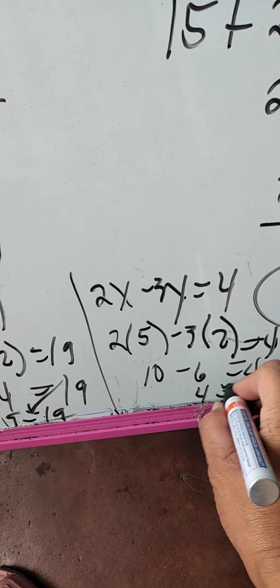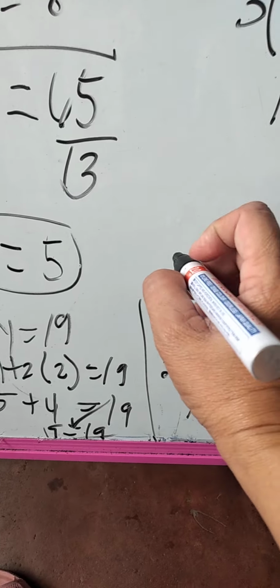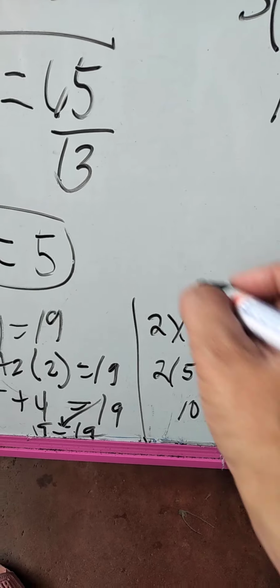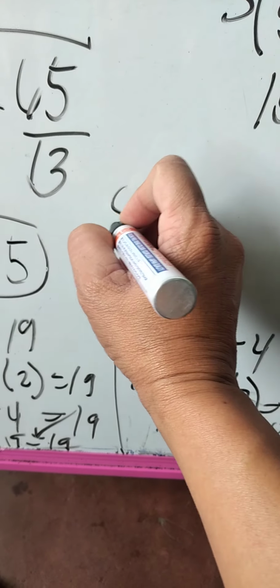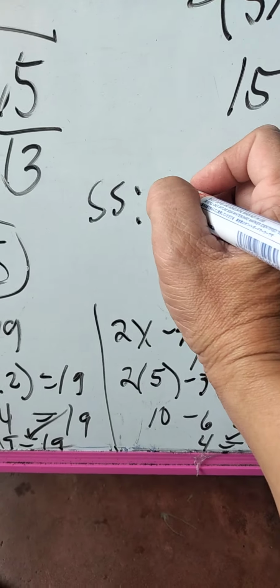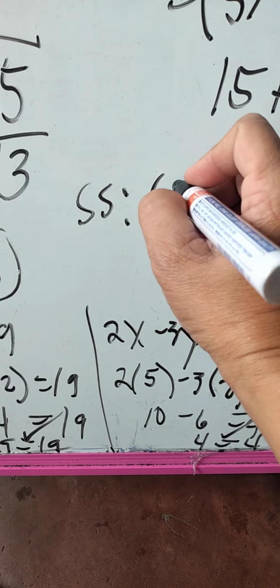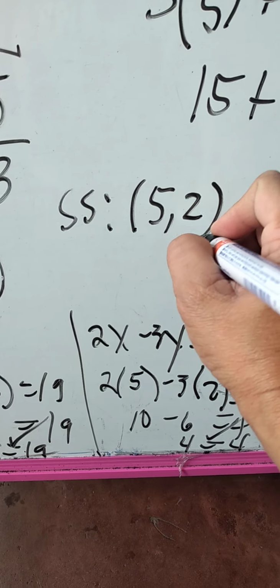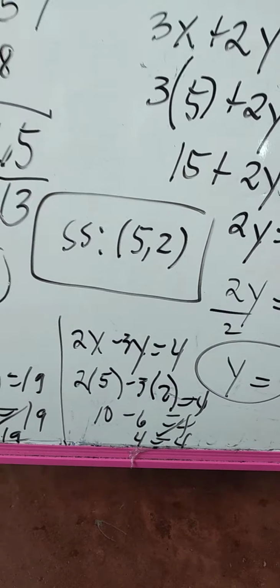Indeed, 4 equals 4. Therefore, we can say, I don't have enough space, so I will write it here. I'm just maximizing what's left for me. So my solution set is 5 and 2.